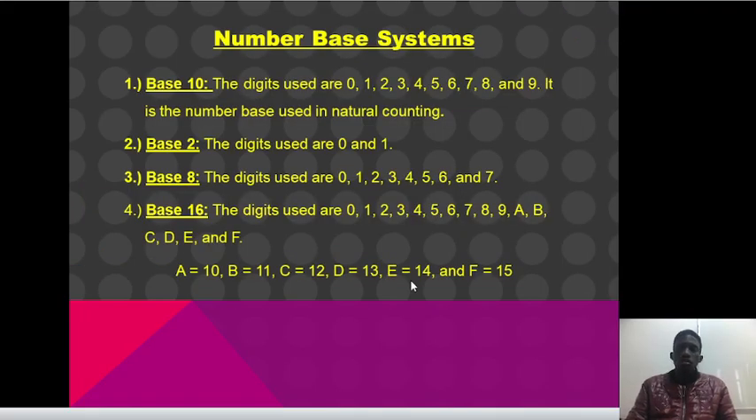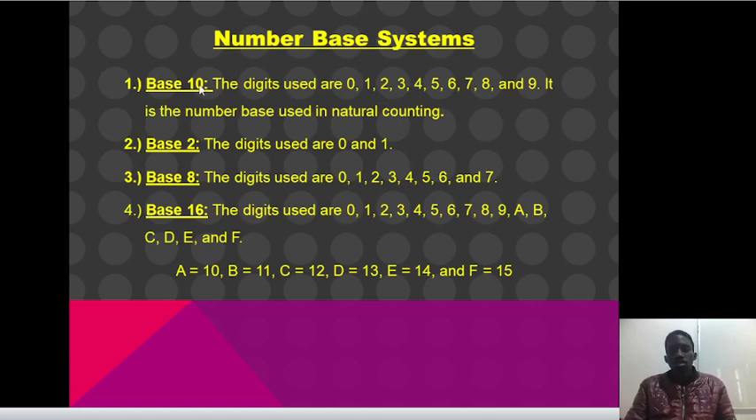So first of all, we have to establish what a number-based system is. A number-based system is just a system in which we can count, a system of counting, a system of expressing numbers. So we have four major number-based systems in digital logic design.